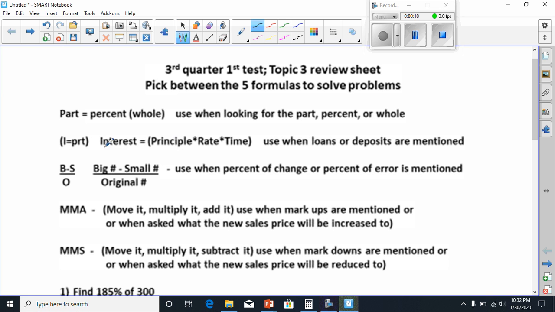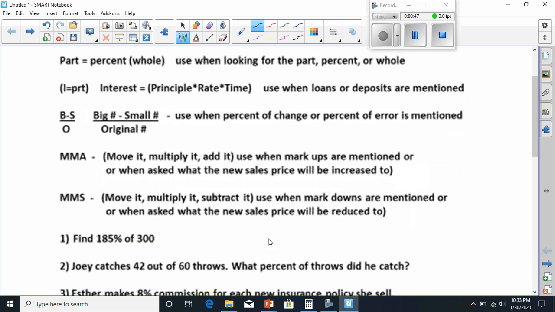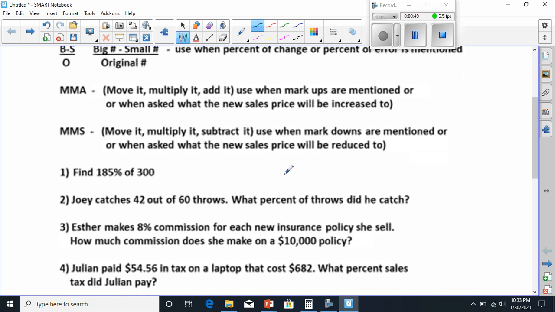Let's begin. First of all, let's keep in mind that we're going to be using one of 5 formulas. Either the part equals percent times the whole, the I equals pretty, which is interest equals principal times rate times time, or we might be using the B minus S over O, which is big number minus small number divided by original number. We could be using MMA, which means move it, multiply it, or add it, or MMS, which is move it, multiply it, or subtract it. So let's move on to see how we're going to use these formulas here.